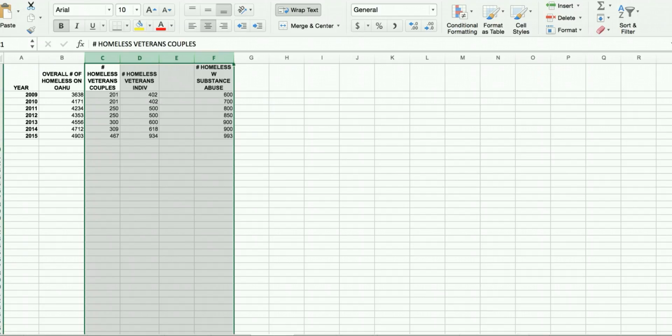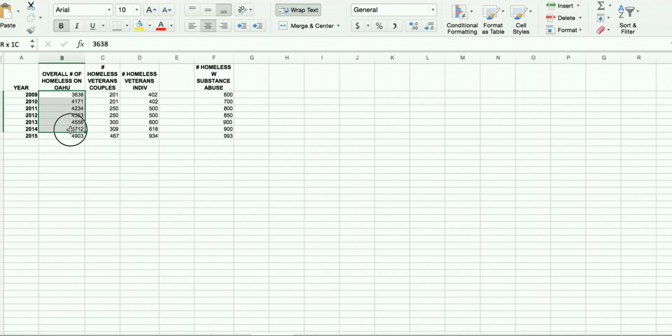So this data is from a point-in-time test that's done on Oahu every year. On Oahu, we only have to do a census of homeless people once a year. In other states where the seasonal temperatures are a little bit more extreme, they do it several times a year so they can capture amounts that might fluctuate due to temperature, but we don't have to do that on Oahu. And these are the numbers that they found in each year when they did that census.